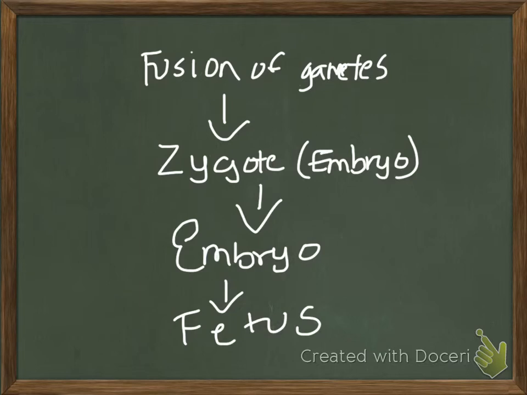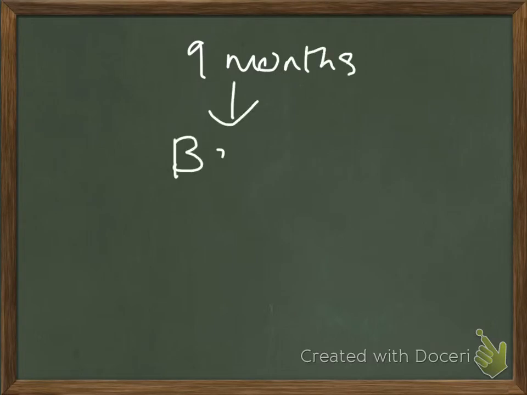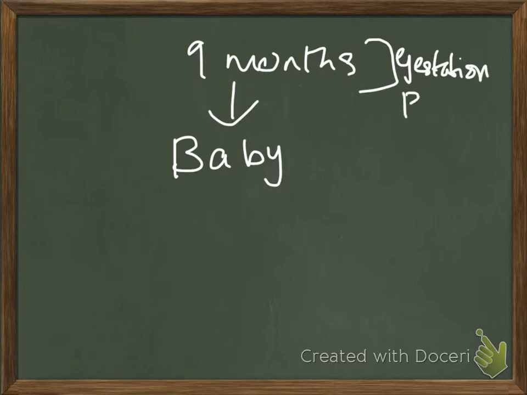So, after the fetus stage, it takes 9 months. After 9 months, it forms a newborn baby. So, what is this 9 months period known as? This is known as the gestation period. And finally, you will have a newborn baby. So, this is what fertilization in humans is.